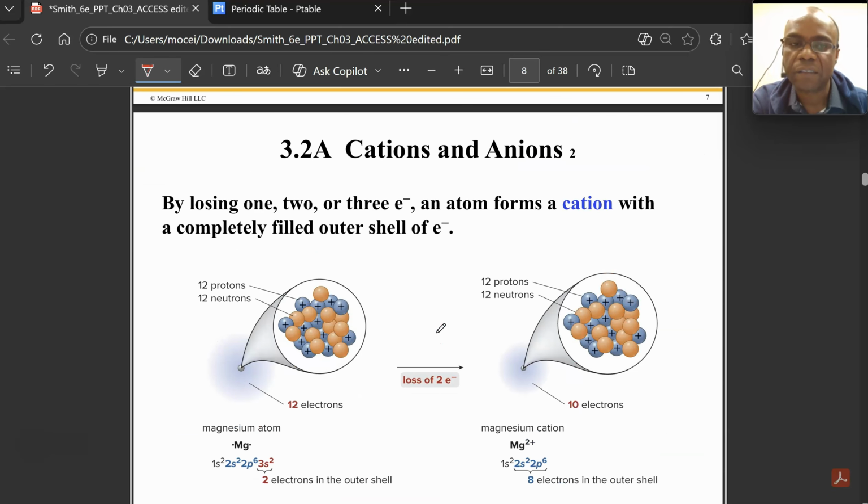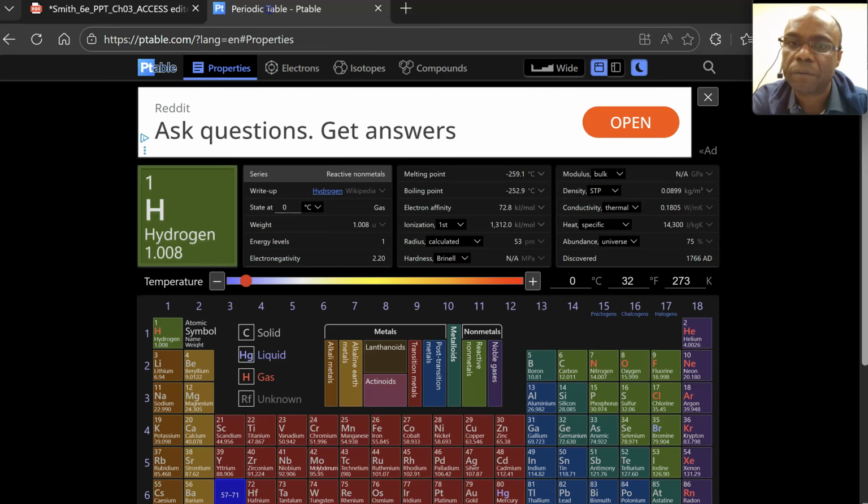Okay. Now you can do the same thing for magnesium as an example. Magnesium is in main group 2. It's right here, main group 2. You see the blue box I clicked.